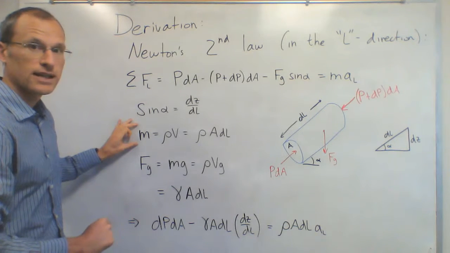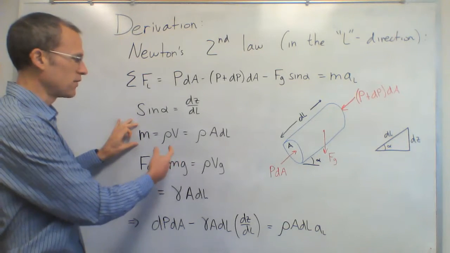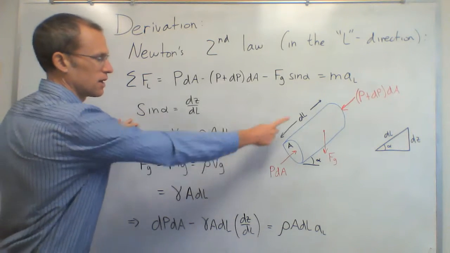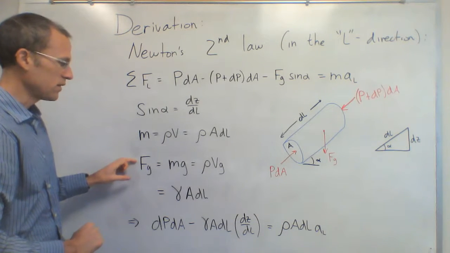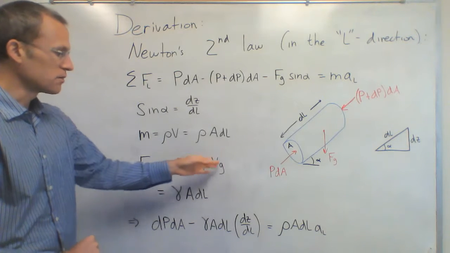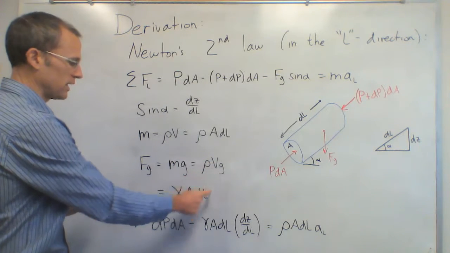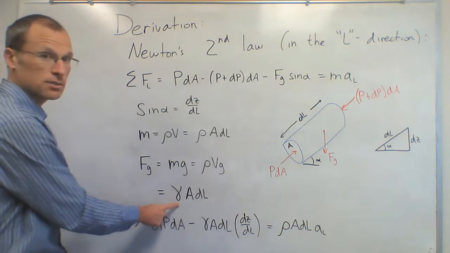Mass we can relate to density, density times volume. So density, rho, and then the volume of my cylinder is area times length, so A times dl. Similarly, force of gravity is mass times gravity, which can be related to density times volume times gravity. And then volume is A times dl. Density and gravity gives me gamma, specific weight.